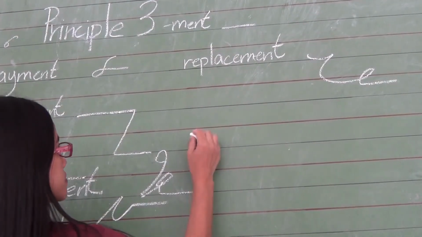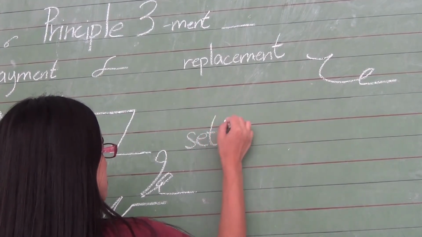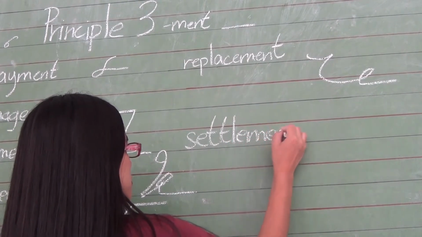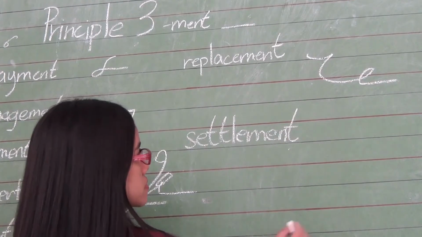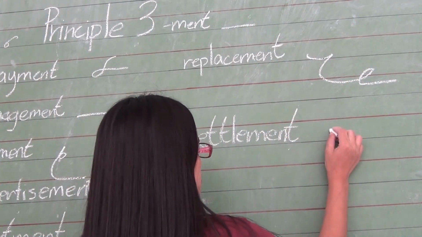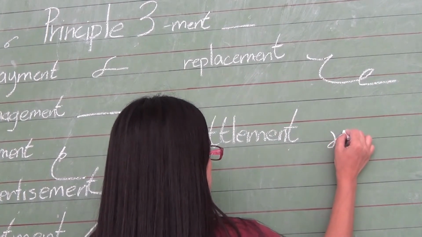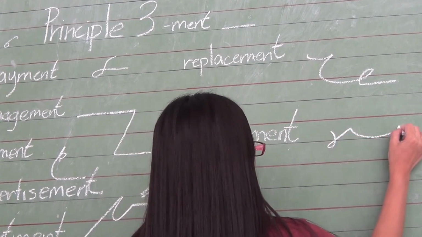Next is settlement. It is represented by comma S, E, P, L, and M stroke.